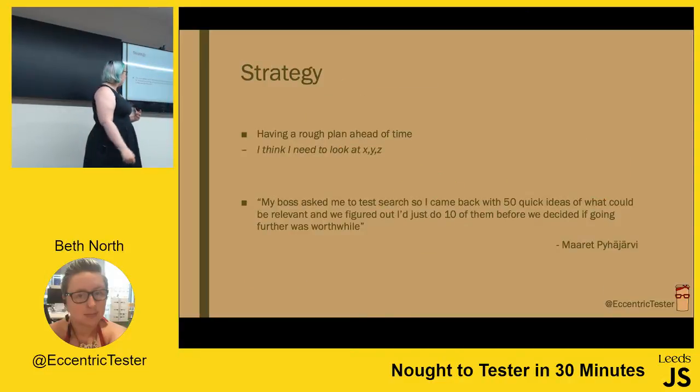So I'll start off with strategy. So this is having a rough plan ahead of time. I need to look at areas X, Y, Z. I came up with 50 quick ideas of what I want to look at, but I've realised that 40 of them aren't actually valuable, so I'm only going to look at 10 of them. It's reduced the amount of time that I'm putting into this, but I'm still getting as much value out of it as I can with my half-an-hour time slot. And it's chatting with a dev and seeing what areas of risk are, so there's a lot of thought that goes into it without actually having to sit there and write a whole process to approach.